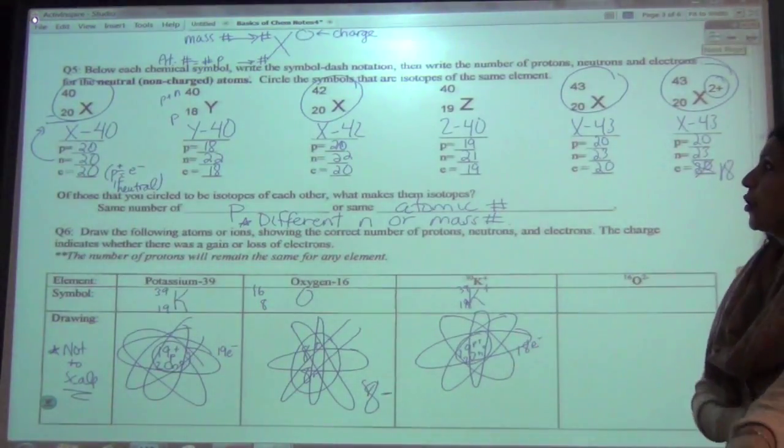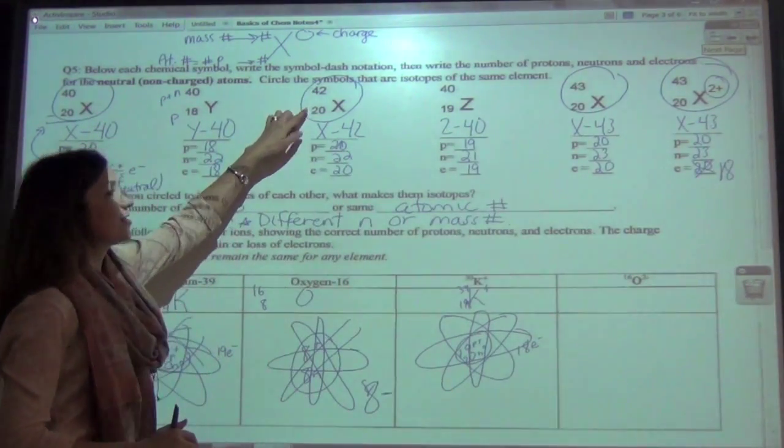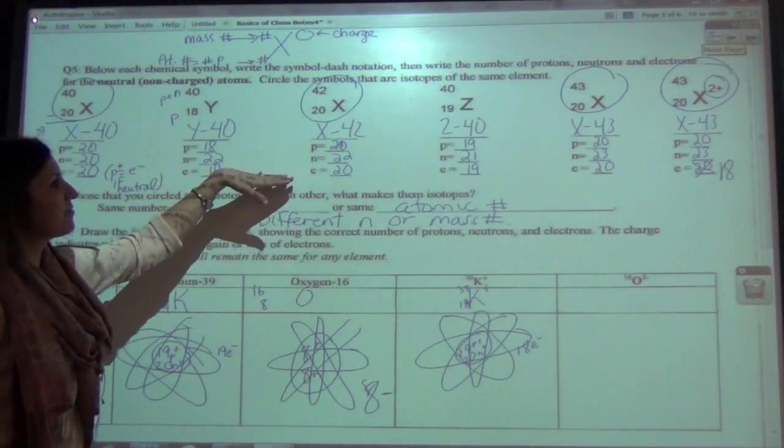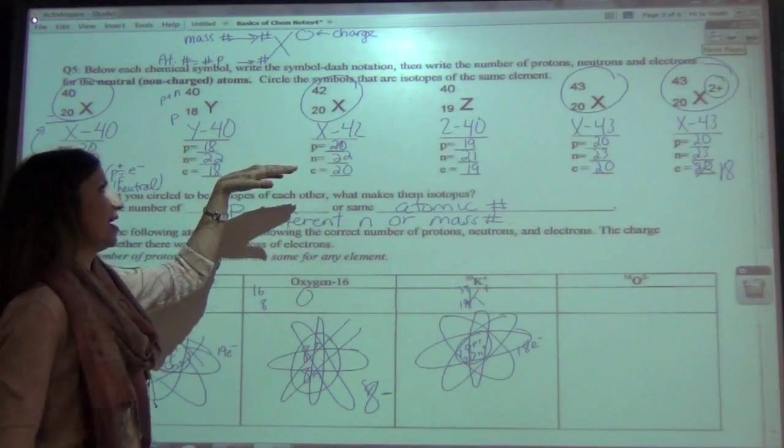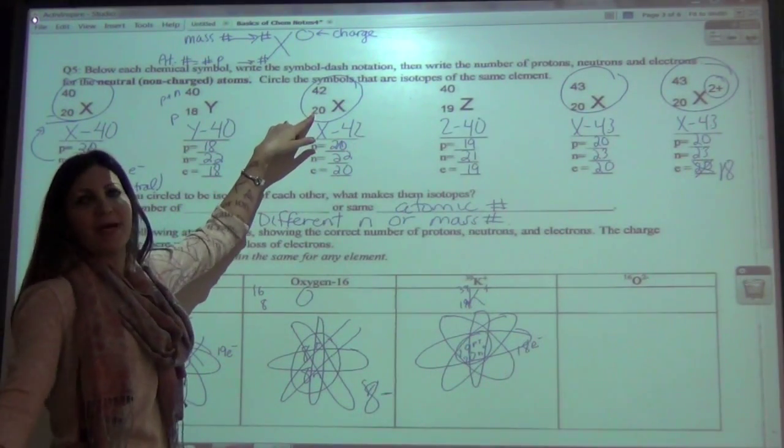Okay, so over here what we were doing was we were given a chemical symbol, and so is X or Y or Z, and you had to figure out how many protons, how many neutrons, and how many electrons it had. So the protons are easy because that bottom number is your atomic number.